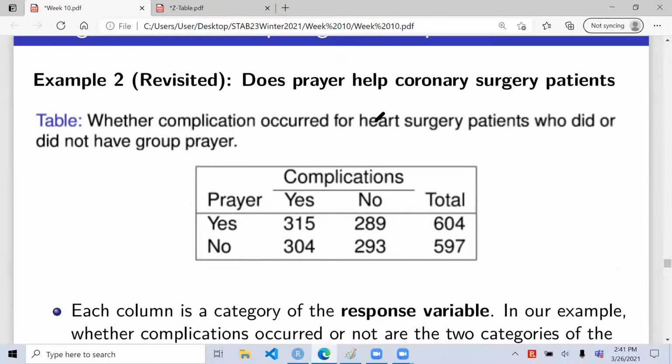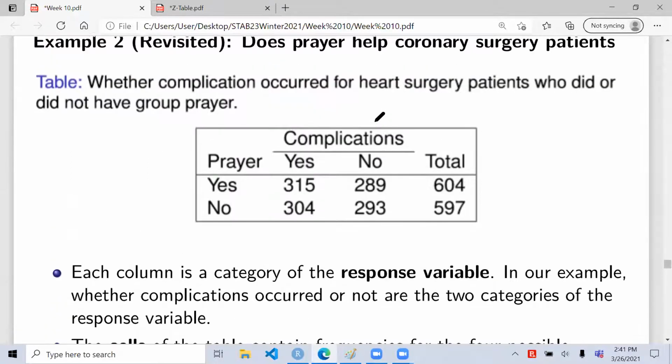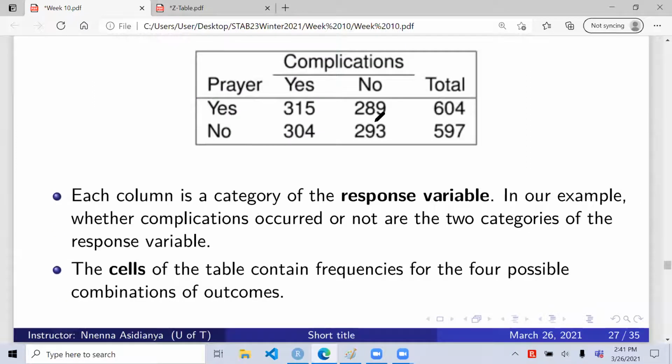So I actually think I ironically may have computed this and I forgot. So each column is the response variable. So this is, again, you want to know if the complications occurred, yes or no. The cells of the table contain frequencies for the 4 possible combinations of the outcome. So these are the cells, like 1 cell here, 2, 3, 4. There are 4 cells that contain all the possible combinations of the outcomes.